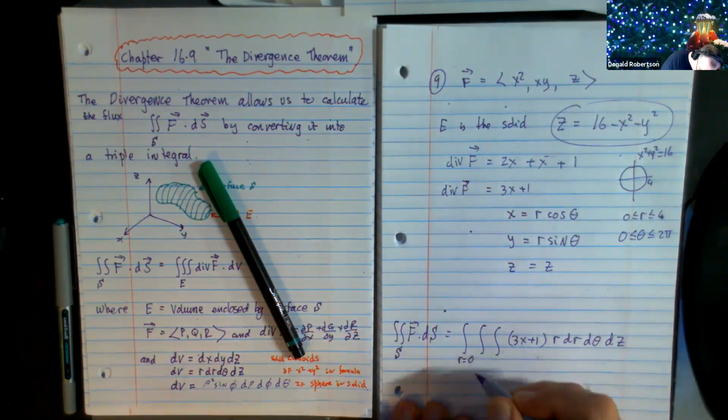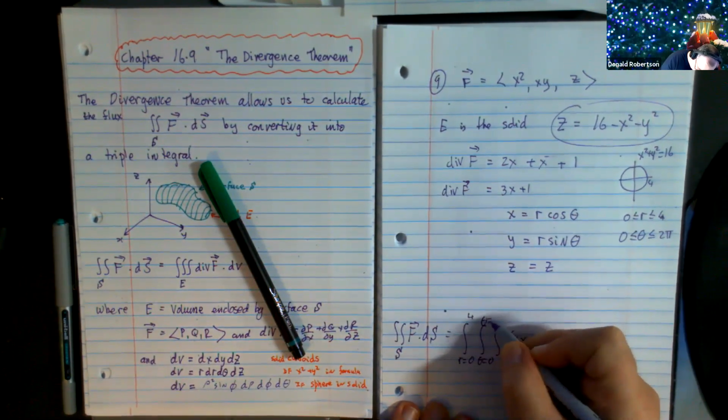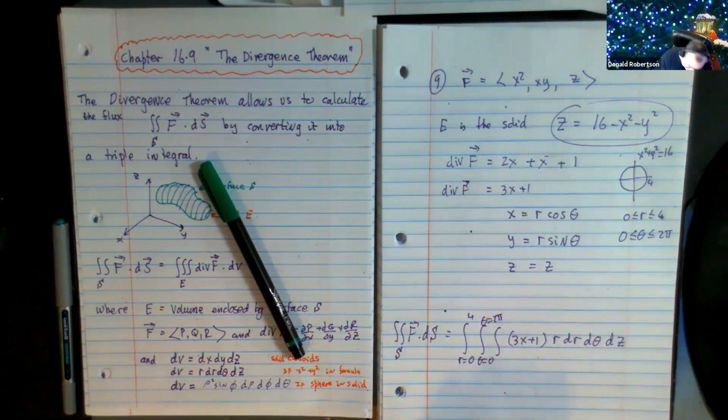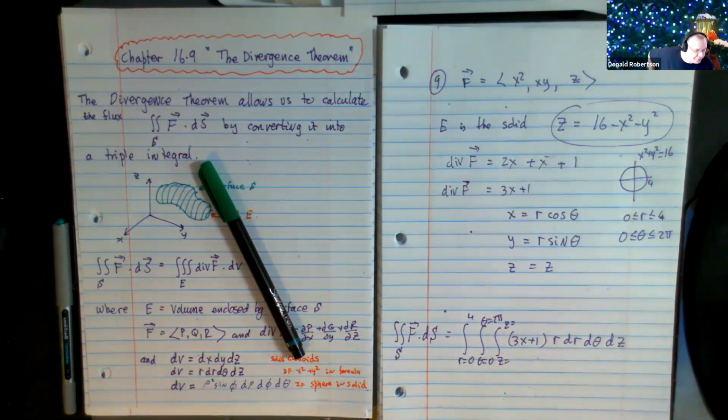r is going to go 0 to 4. Theta is going to go 0 to 2 pi. And z is going to have to be figured out in terms of r. Has anyone got any ideas what z would look like, what the range of z's would be? Would it be from 0 to 16 minus r squared? You nailed it.